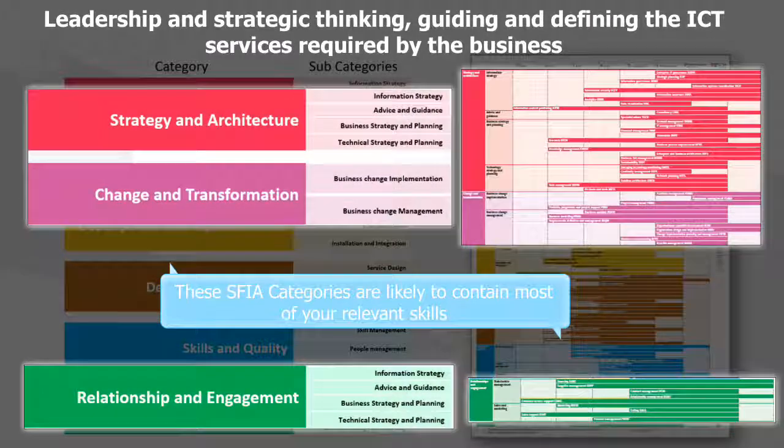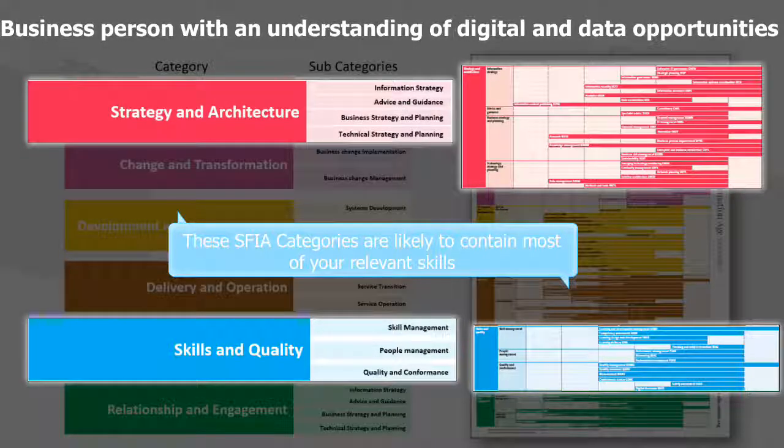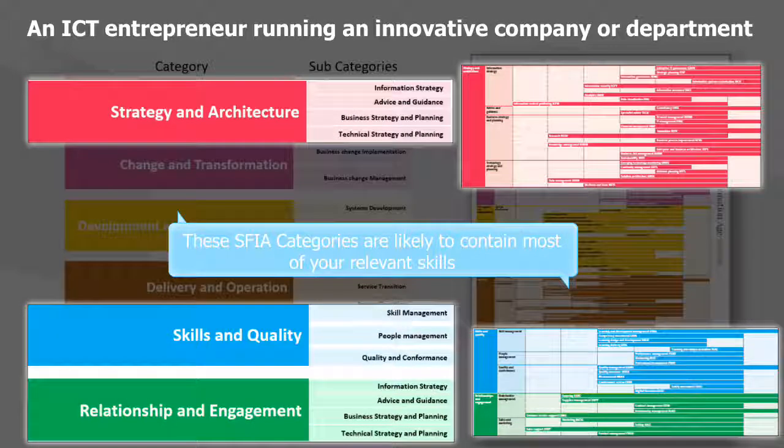People involved in leadership and strategic thinking, guiding and defining the ICT services required by the business will be looking at these 3 categories. These categories would relate to a business person with an understanding of digital and data opportunities. For an ICT entrepreneur running an innovative company or department, these 3 categories would be most relevant.